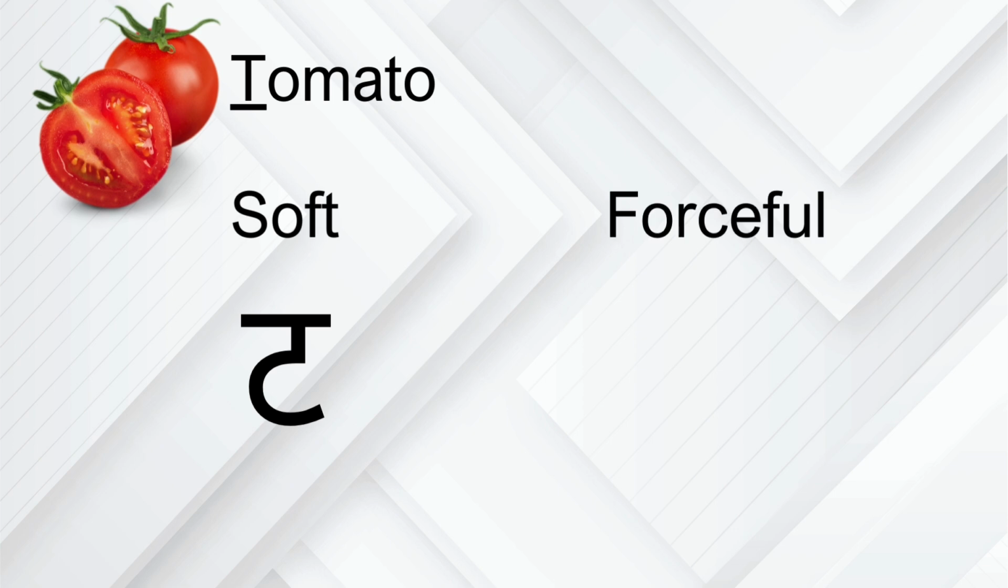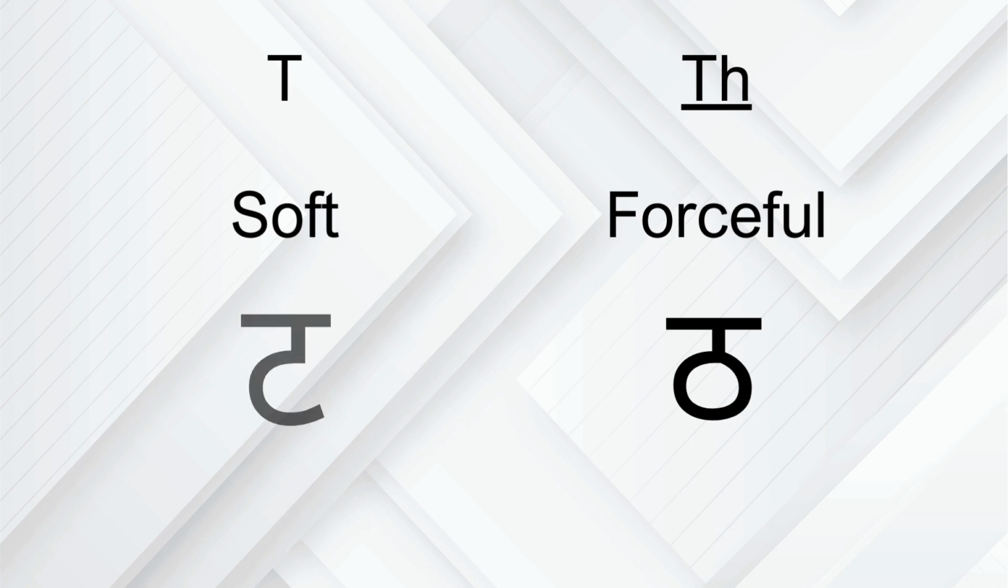T sound in tomato in Hindi is written as T. When we say this in a forceful way, it's Tha. Notice the difference. T, Tha. T, tamatar. Th, thanda. T, tootna. Th, theek.